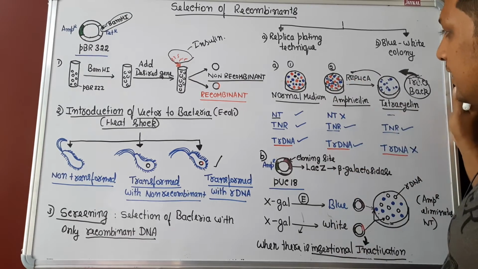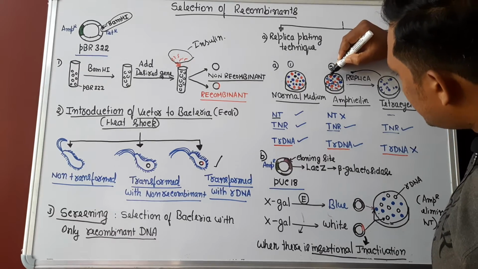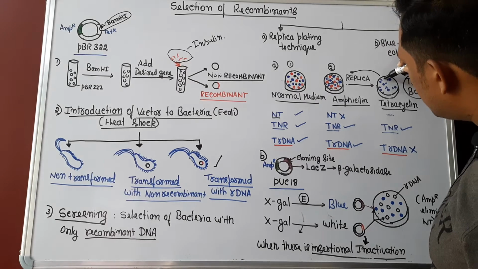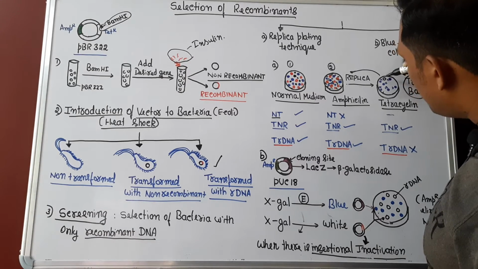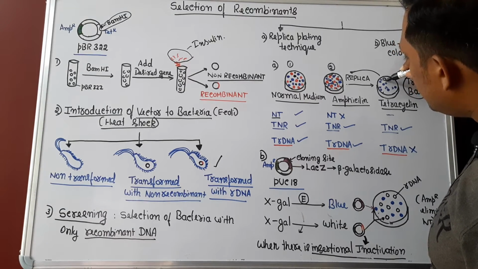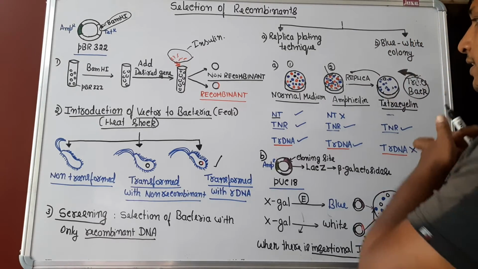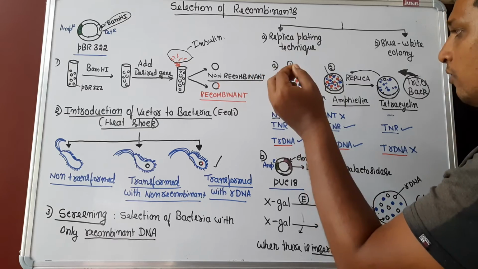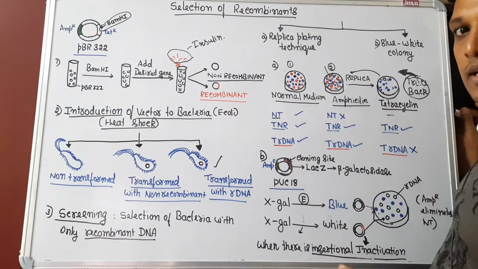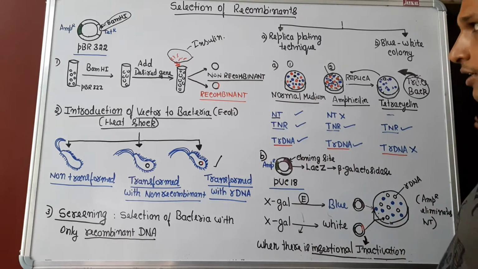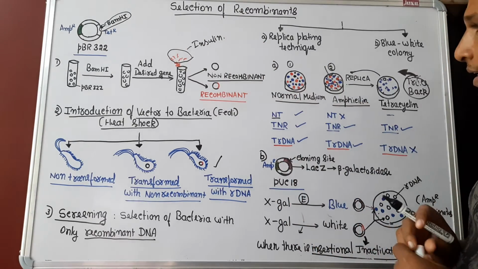So let us take the example. Say this is the 10th colony. I have marked it as 10. Here 10 is missing. When you observe, you will find that 10 is missing here. Hence you can trace back and get this 10th colony. Take this colony out, grow them in a bioreactor, you will get the desired product like that of the insulin gene. So this is how the replica plating technique is done.